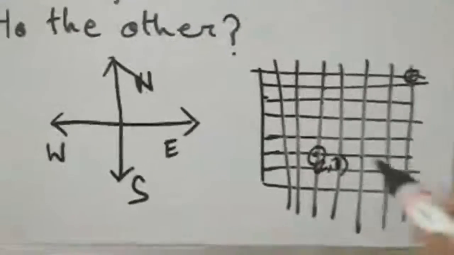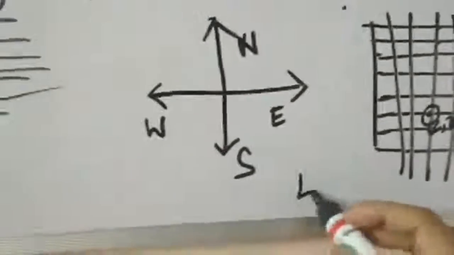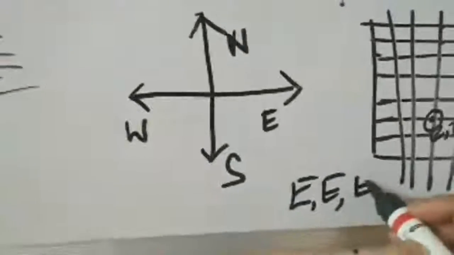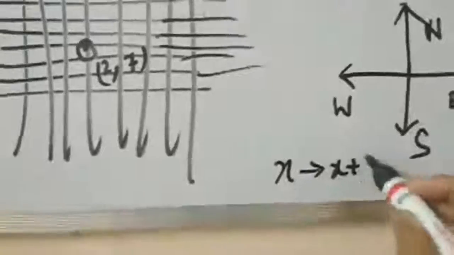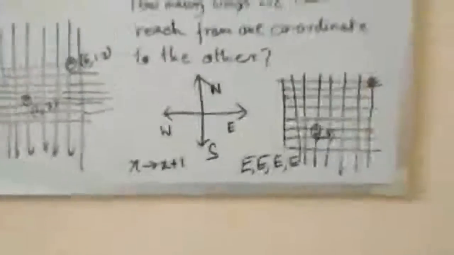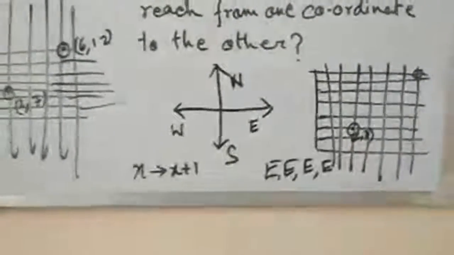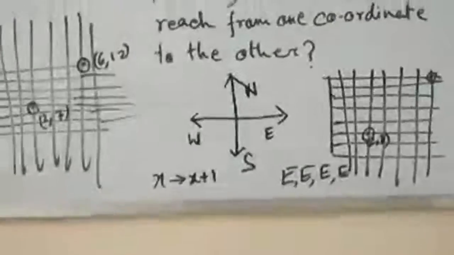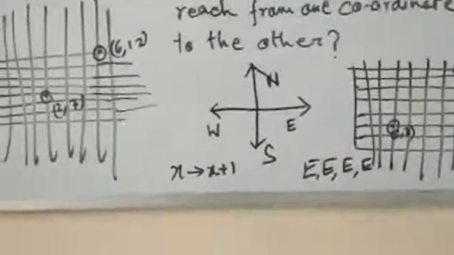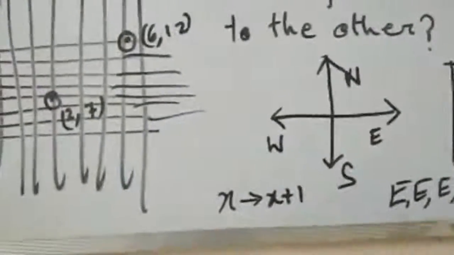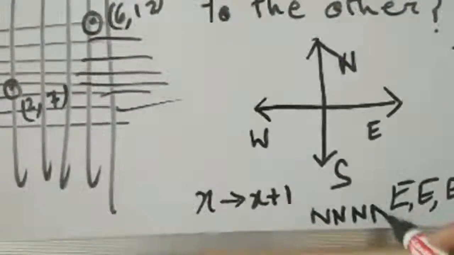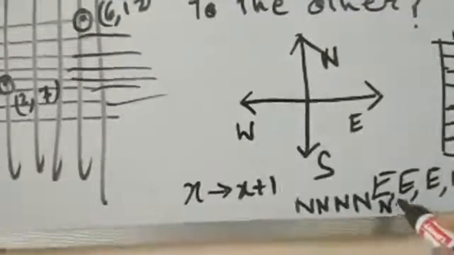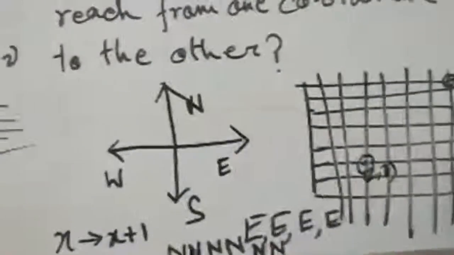Okay. So how many moves are possible? 4 east direction moves are possible. 4 moves towards east. X will be x plus 1, 4 times. So 4 possible moves from left to right. And there are also other moves available, that is north direction moves. N, N, N, N, like this. So total 6 moves are possible, because here it is the 6th place.